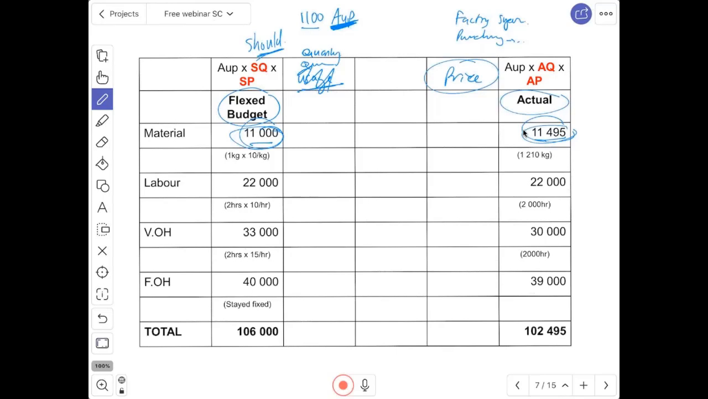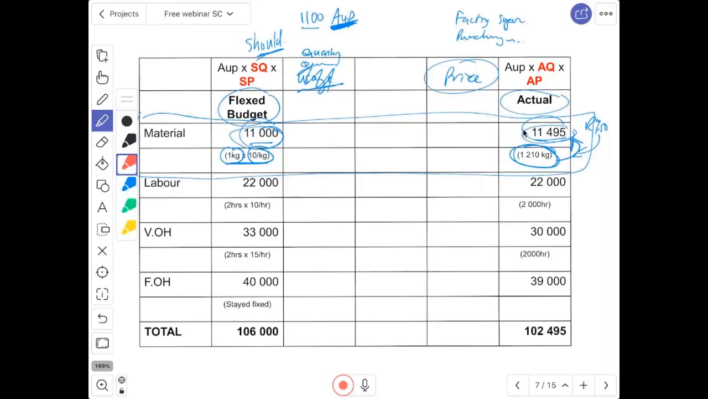So how are we going to split? I'm just going to look at material for now. You'll see there's some more information here at the bottom. There's our standard quantity per unit and our standard price per kilogram. And here on this side, I gave you the actual kilograms that made up the 11,495. Now, this is information that would be given, or they could give you the actual price, R9.50, and you can calculate the actual kilograms.